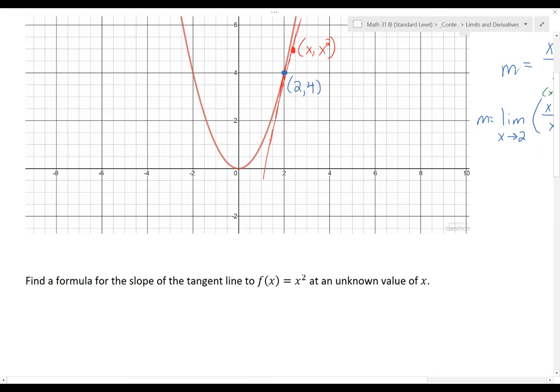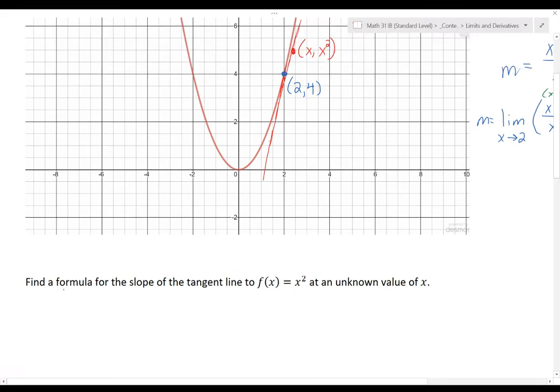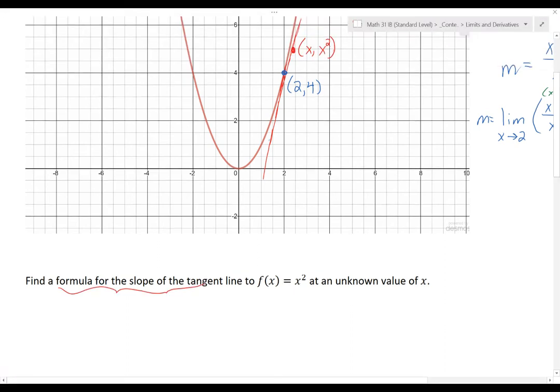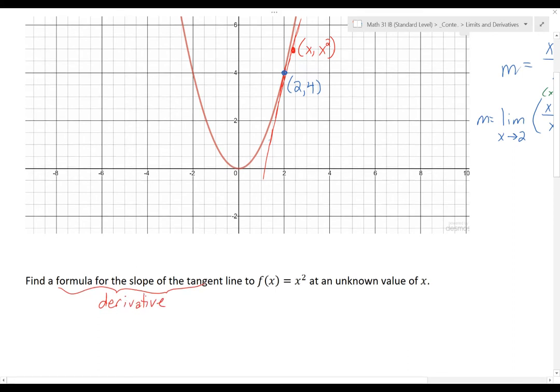If x is bigger than 2, then my slope is actually going to be bigger than 4. If x is somewhere between 0 and 2, the slope is going to be less than 4. If x is less than 0, the slope has to be negative because the function is decreasing in that interval. So we actually want this second formula, this formula for the slope for an unknown value. And this is what we mean when we talk about the derivative. We're going to create a new function that allows us to calculate the slope at any point.